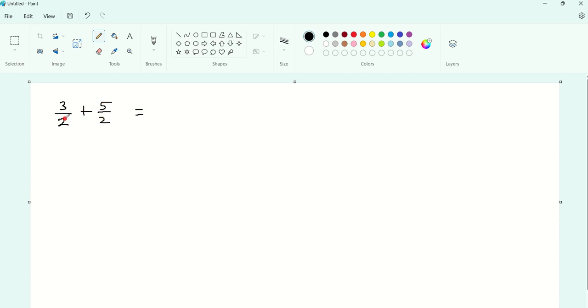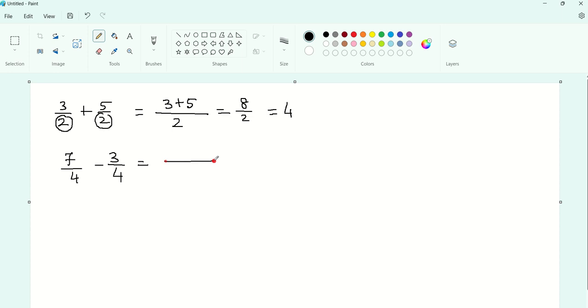So what we need to see here is whether the denominator is the same. Yes, it is the same. So we will write 2 here. And what is the answer? Sum of numerators, 3 plus 5. What is 3 plus 5? It is 8 divided by 2. And what will be the answer? 8 divided by 2 is 4. Clear?